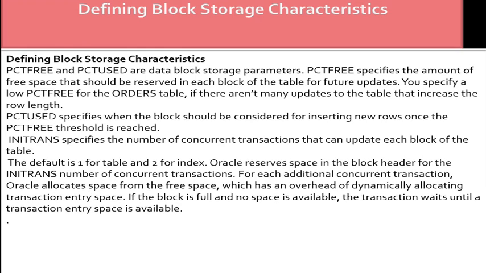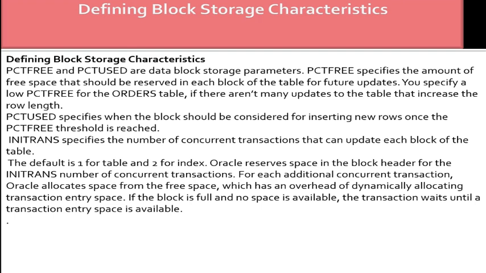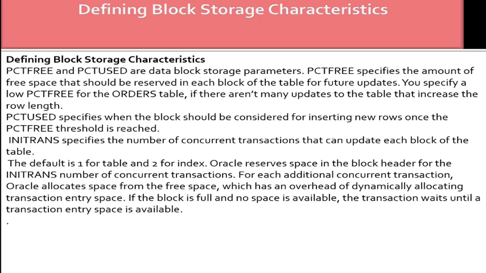INITRANS specifies the number of concurrent transactions that can update each block of the table. The default is 1 for a table and 2 for an index. Oracle reserves space in the block header for the INITRANS number of concurrent transactions. For each additional concurrent transaction, Oracle allocates space from the free space, which has an overhead of dynamically allocating transaction entry space. If the block is full and no space is available, the transaction waits until a transaction entry space is available.